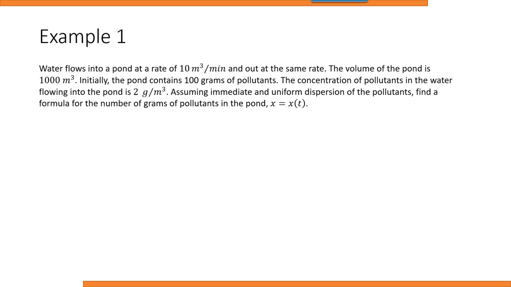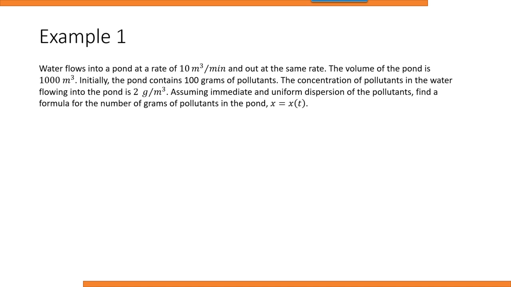Okay, so our example says water flows into a pond at a rate of 10 meters cubed per minute and out at the same rate. The volume of the pond is 1,000 meters cubed. Initially, the pond contains 100 grams of pollutants. So there's some initial conditions hidden in there.